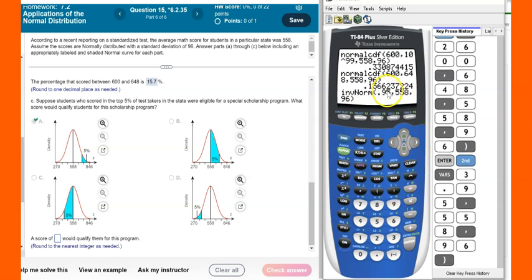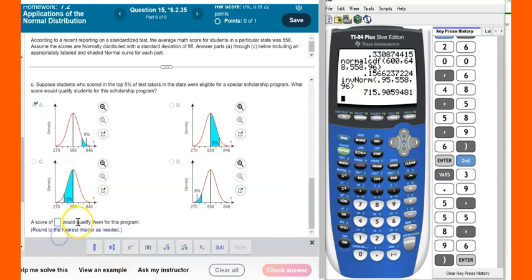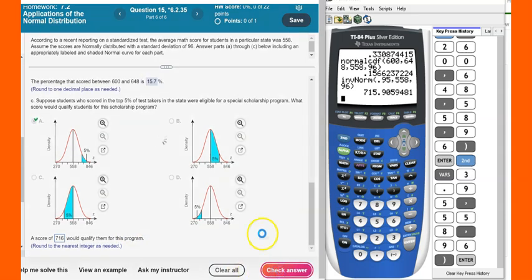Okay, that's how you do it. Remember that. Just put the left area as the first number under inv norm, from the point we are looking for. The left area here is 0.95 because the right area is 0.05. Okay, and enter. You get 715.90. Round it to the nearest integer, and it goes to 716, which is the score. Therefore, to be eligible for a scholarship, one has to score 716 or higher. Okay, check answer. That's correct.